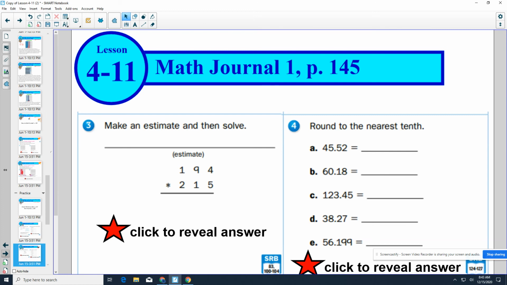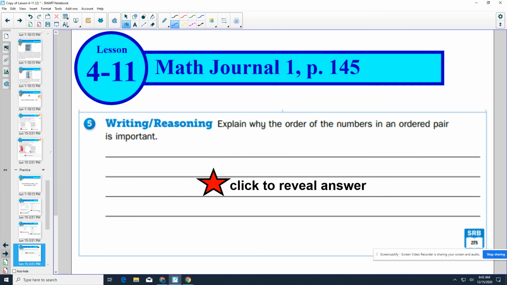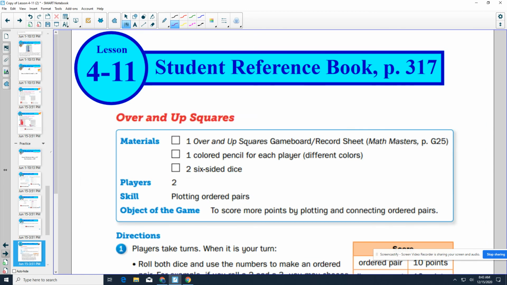Don't forget to estimate. Remember, working with multiples of 10 or 100 is easier for your estimate to do mental math on that, right? And number 4, round to the nearest tenth. So remember, that's the first digit to the right of the decimal. That's the one you're focused on, and you look at the hundredths, and the hundredths place will tell the tenths what to do. 5 and above, you round up. 4 and below, you go down. And then number 5, explain the order of the numbers in an ordered pair, why it's important. Okay, so that is the end of our lesson.